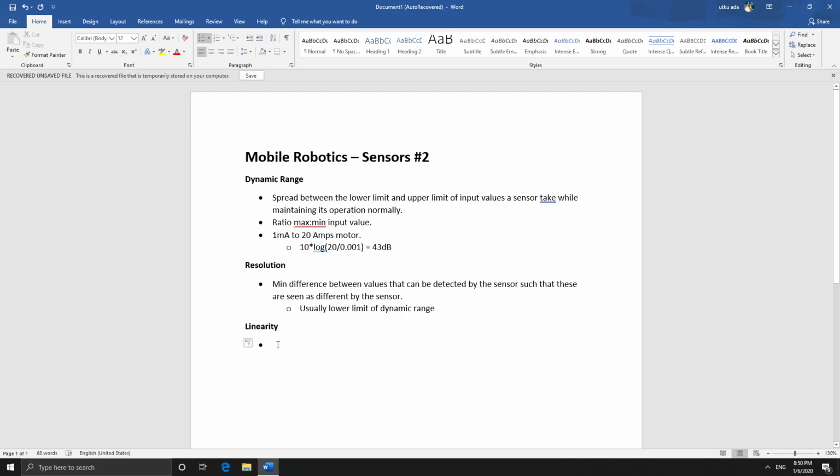So linear output means if there are two inputs, x and y, and there are two outputs corresponding to these, f(x) and f(y), then for any values of a and b, f(ax + by) must be equal to a f(x) + b f(y). There should be brackets here, but you get the idea.